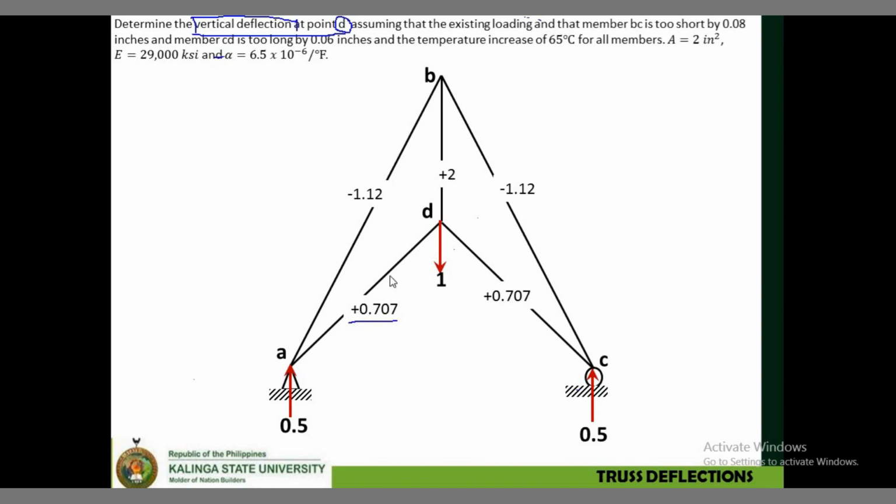0.707. The other values are 1.12. Paano ko nakuha itong mga values na to? Again, I used method of joints. Hindi ko na ipapakita sa inyo yung step by step on how I get these values. Again, kulang tayo sa oras. I only have 1 hour. I'll try to finish this before 5 p.m.